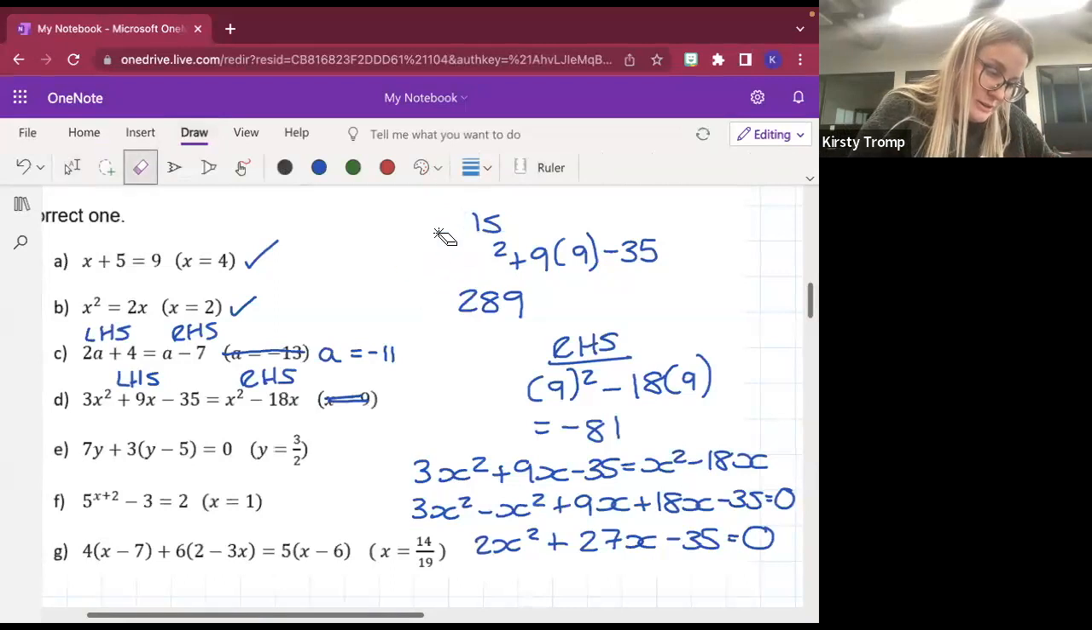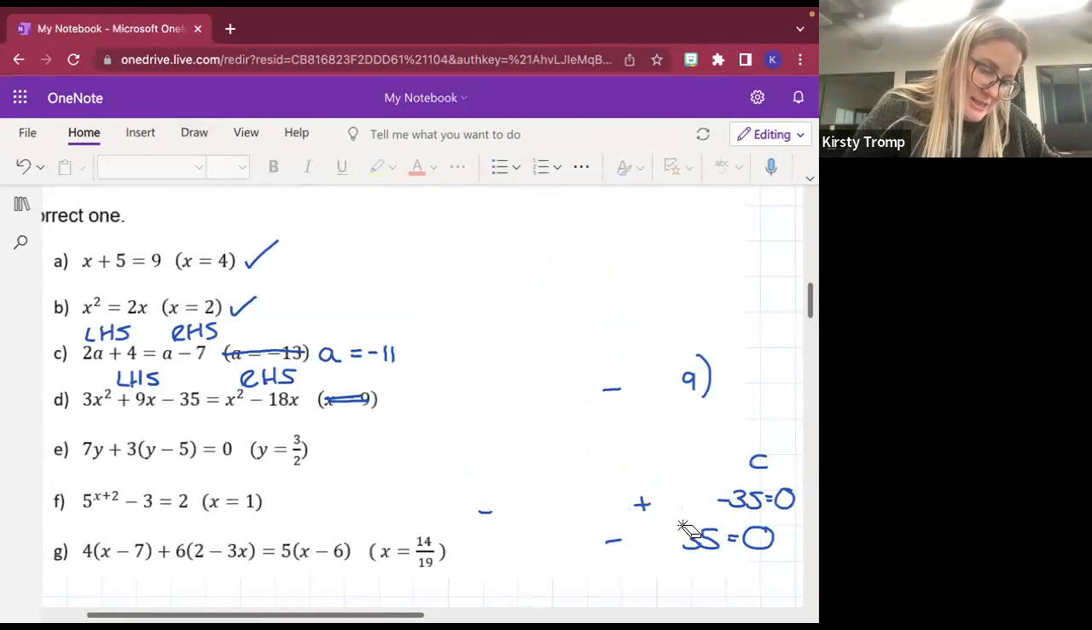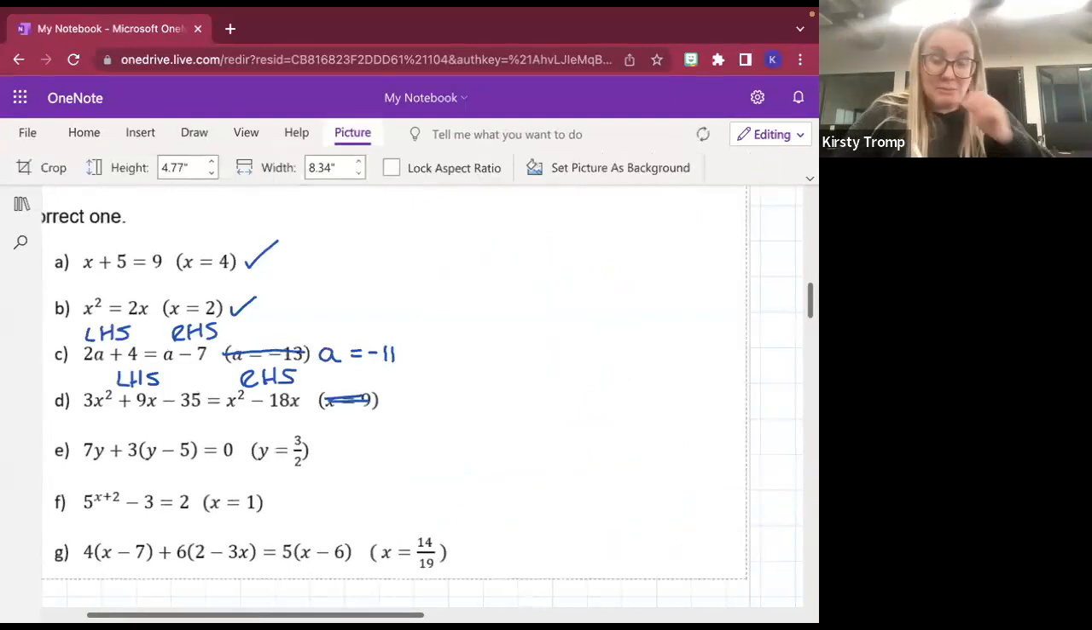So my next sum that I've got there is E, F, and G. I'm going to give you a few minutes to try those ones. In the meantime, while you're trying those ones, I'm going to answer any questions that anybody might have.